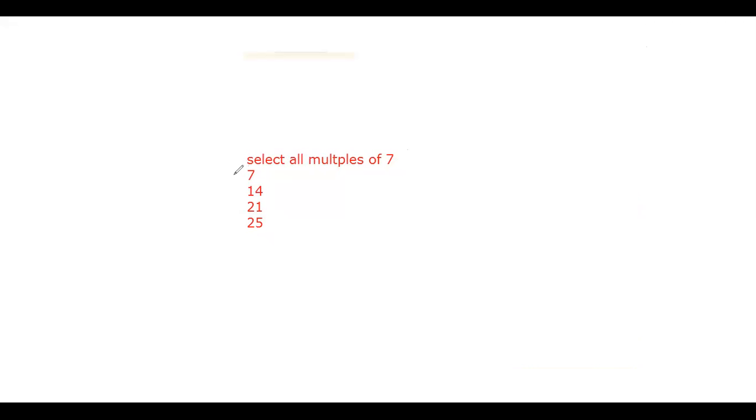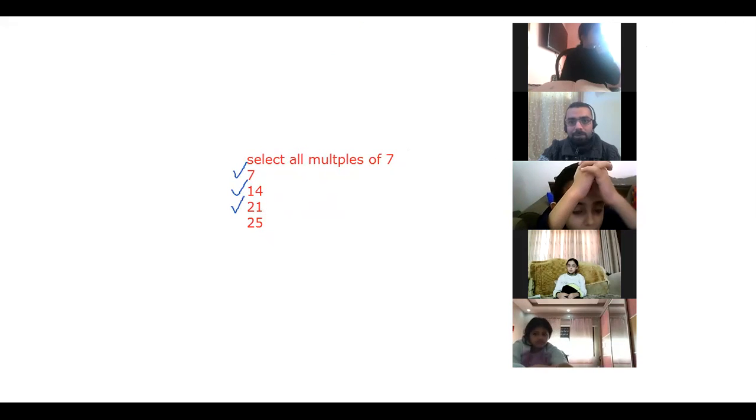So is the 7 a multiple of the 7? Yeah. Why? Because it's 7 times 1. Now, is the 14 a multiple of the 7? Yes. Why? Because it's 7 times 2. Is the 21 a multiple of the 7? Yes. Now, is the 25 a multiple of the 7? No. So I will not select it. So I will just select the first 3 numbers. That's it. Okay? Everyone, do you have any problem with this one?